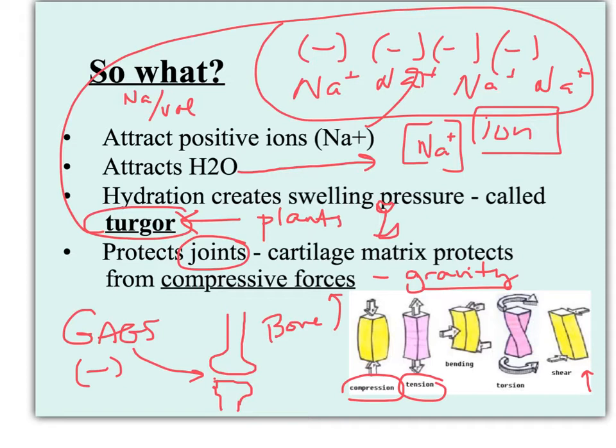But really, compression is the forcing down on one another. Tension is when you have two things that are pulling apart from one another. Bending is pretty obvious, right? That's bending through the middle. Torsion is when you twist something. So the compressive forces of nature due to gravity are really, really tough on you, and the GAGs help protect you.